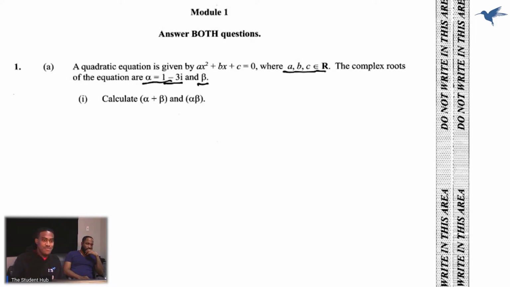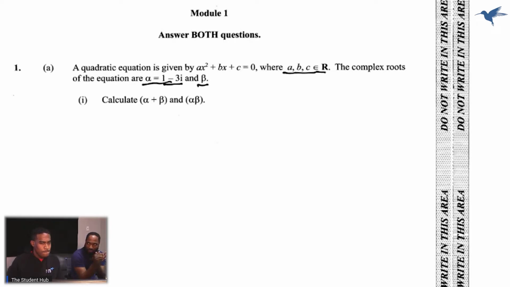How would we go about finding what is beta? We need to know a specific rule. This is a thing that is either you know it or you don't know it. Because we have the quadratic formula, minus b plus or minus the square root of b squared minus 4ac over 2a. With that arrangement, the imaginary part would come from the root of a negative number. So that means all roots must occur with a plus and a minus. They must occur in a conjugate pair.